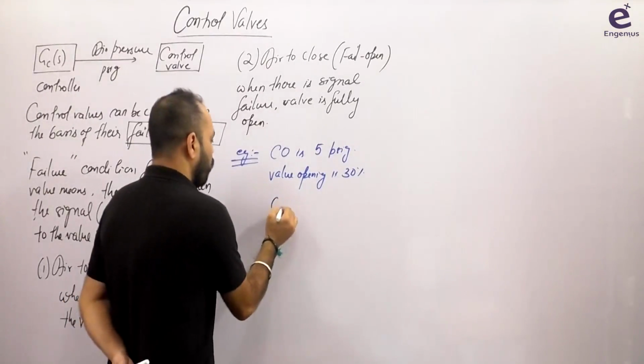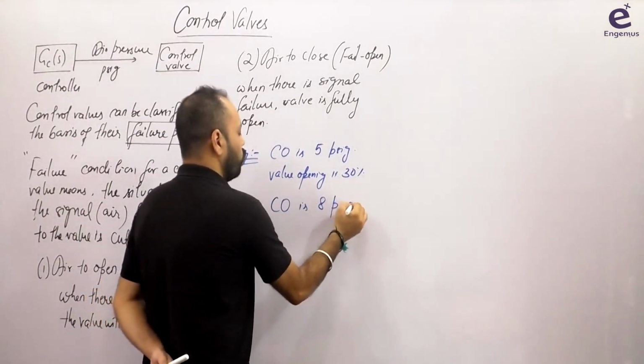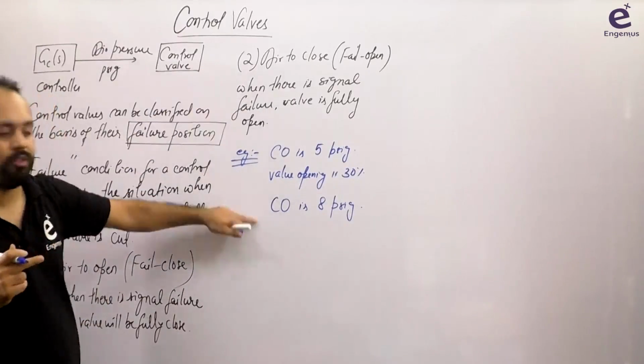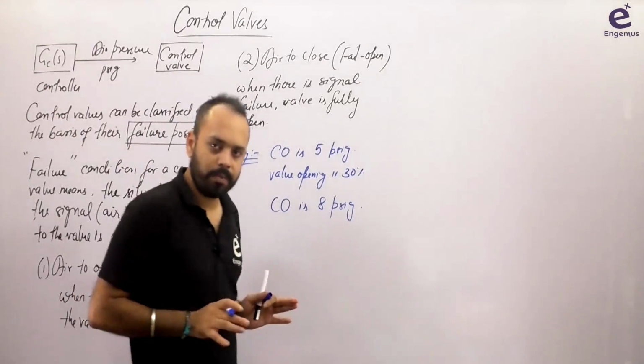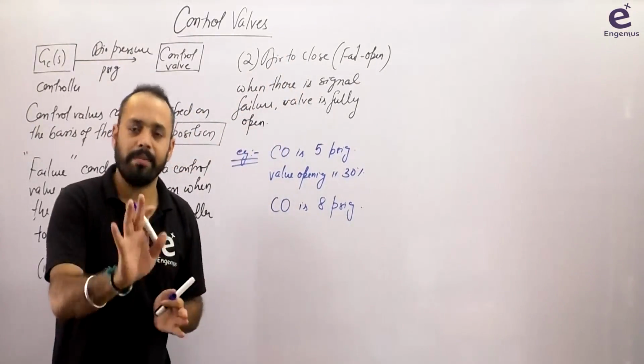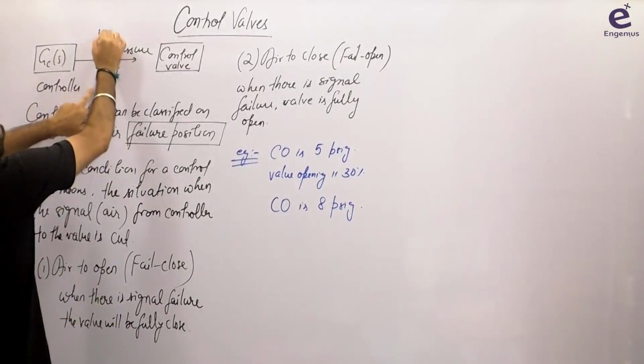Now suppose the controller output is 8 psig, what do you think? Should the valve opening be more than 30% for an air to close valve or less than 30%? See, air to close, more air. Air means signal, this signal, air pressure, I am calling this air, right, air.